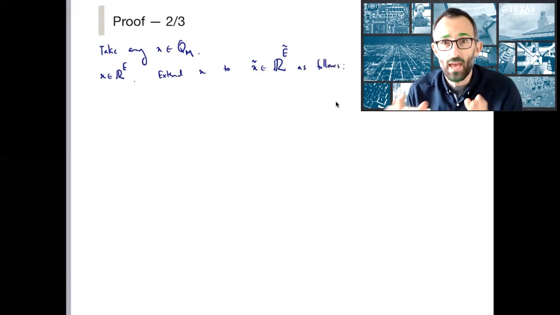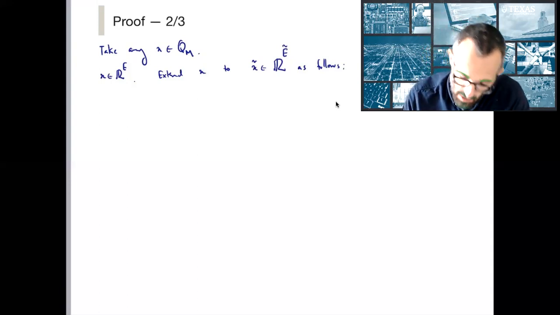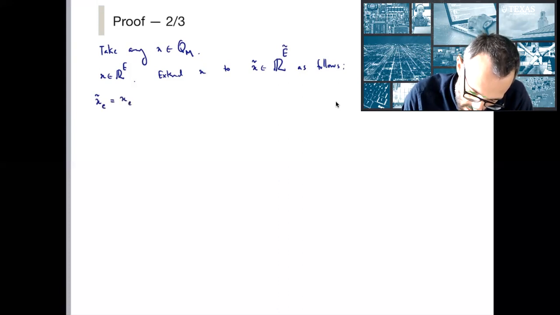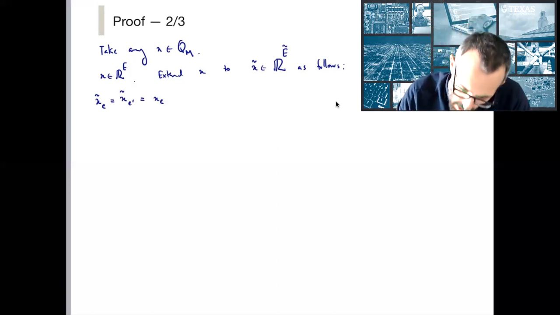So first, for any edge that's in E, I'm going to let x tilde inherit that. So in other words, x tilde for any edge that's in E is just equal to x_e. Remember, for every original edge in E, G tilde actually has two edges, E and E dash, and this is what I've written here, for any edge in E.